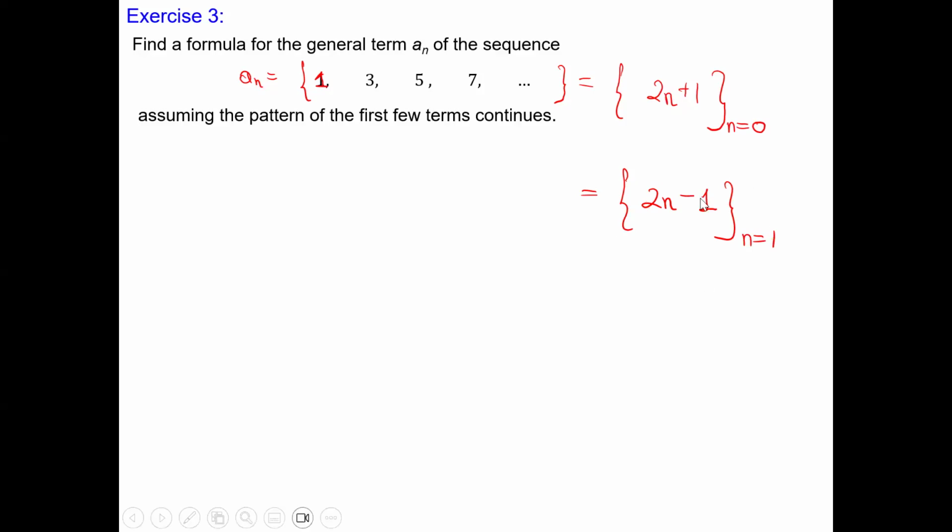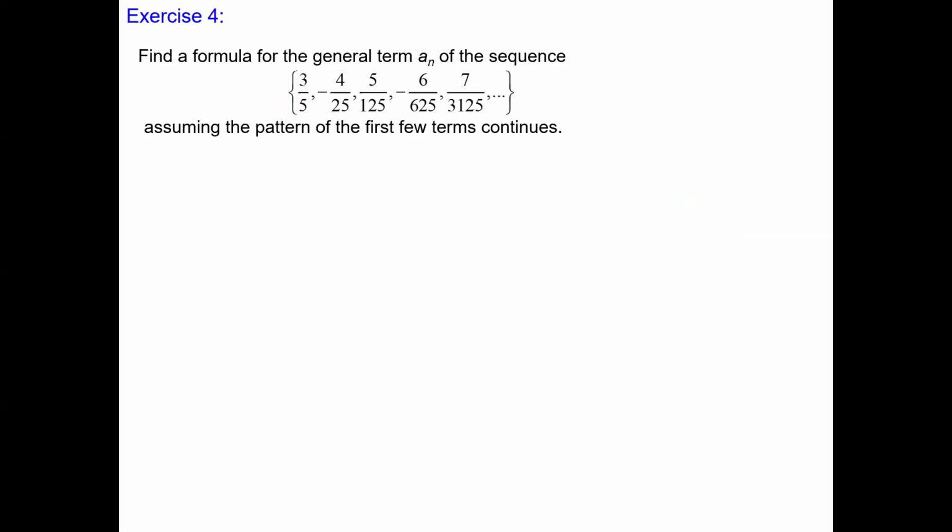Correct? Because adding 1 or subtracting 1 both work. 2 times 1 minus 1 is 1, and then 2 times 2 minus 1 is 3. So both of the formulas work. You may pick whichever one, but please be confident with changing the index and then correspondingly changing the formulas.